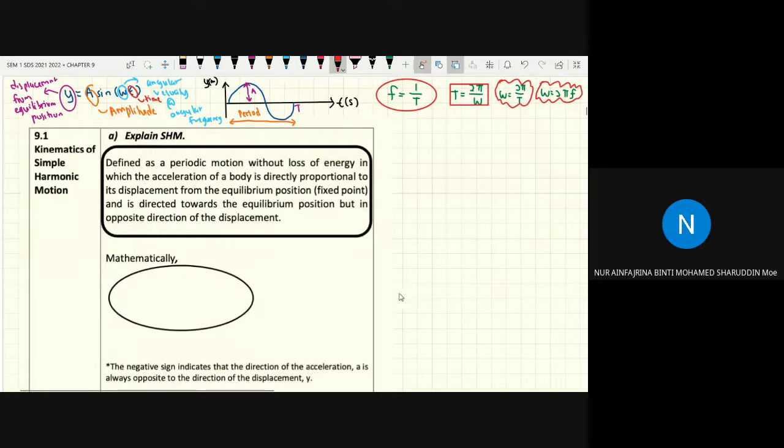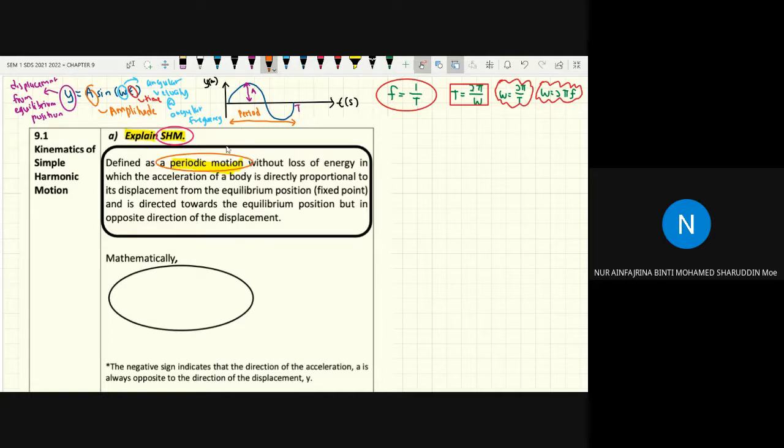Okay, so the first part of chapter 9 is we are going to learn about kinematics of simple harmonic motion. The first learning outcome is explain simple harmonic motion. You need to know how to explain simple harmonic motion. So what is simple harmonic motion? Simple harmonic motion is defined as periodic motion. First of all, you need to know what periodic motion is.